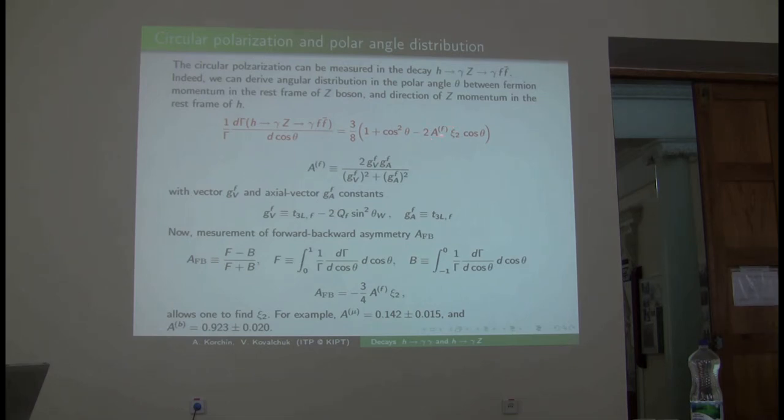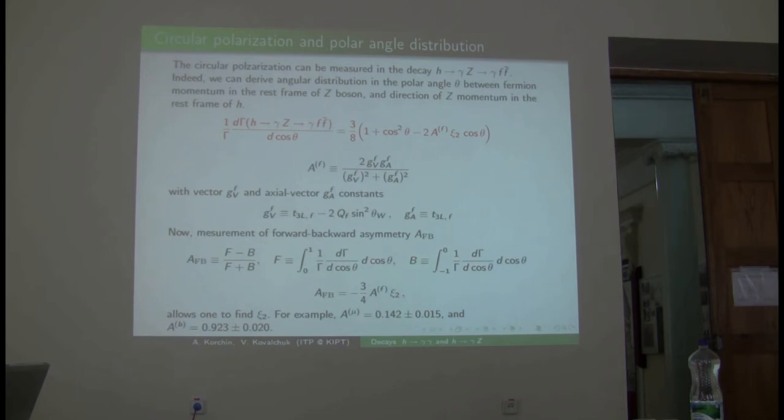And so if we now study, for example, the so-called forward-backward asymmetry, which is the ratio of the number of particles going in the forward hemisphere minus the number of particles going to the backward hemisphere, divided by the sum of them, this is a dimensionless quantity which is called forward-backward asymmetry. Then this forward-backward asymmetry may give us information about this polarization parameter psi 2.